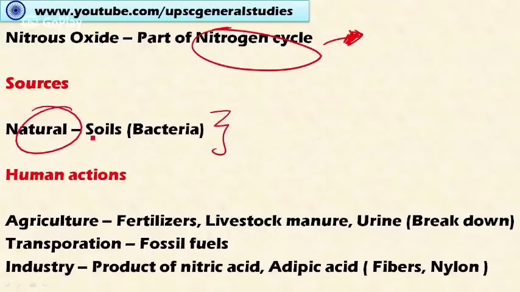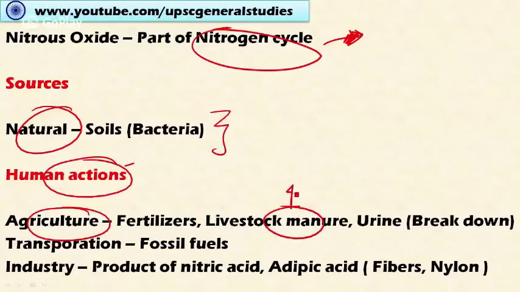This is a natural source, but human actions, including agricultural operations, also contribute, that is, we use various nitrogen fertilizers on crops for better yield. So synthetic fertilizers are contributing nitrous oxide, and livestock manure also releases nitrous oxide to the atmosphere during breakdown. And during transportation, the burning of fossil fuels also contributes nitrous oxide to the atmosphere, and various industrial processes also contribute.